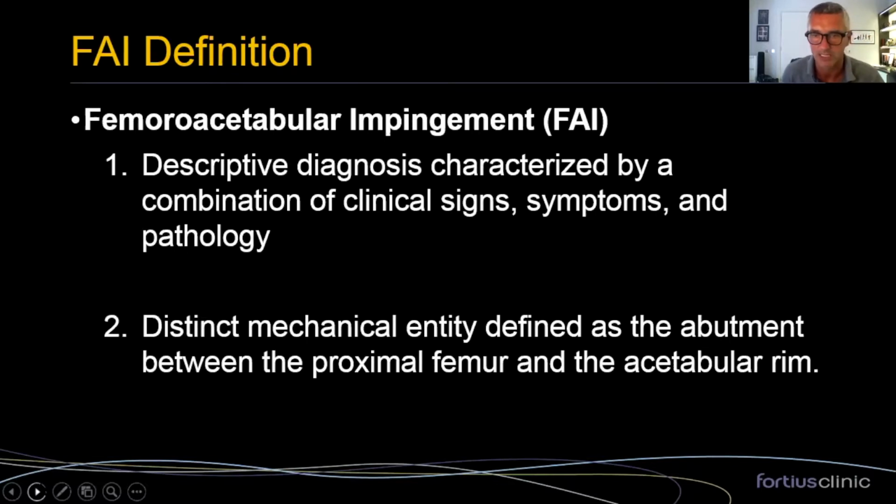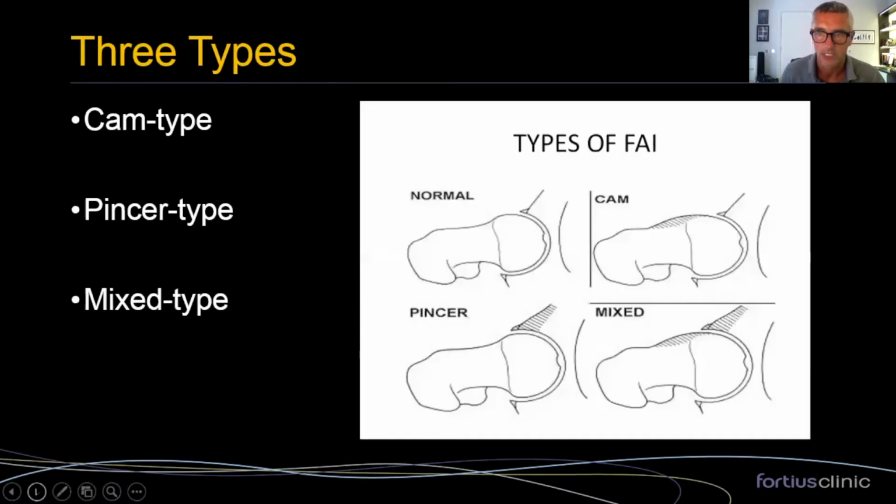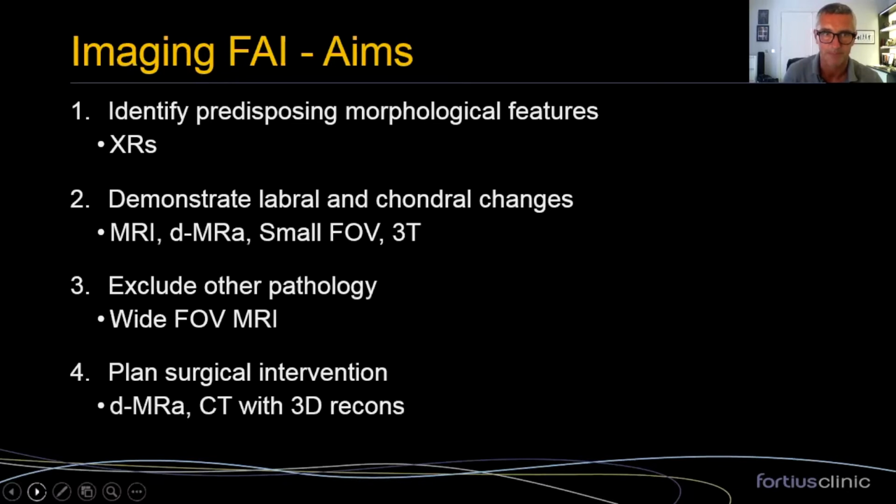It's a mechanical entity where you have an abutment of the proximal femur with the acetabular rim. As you may know, there are three described types, certainly in the radiological literature. There's the Cam type, the pincer type, which was formerly known as coxa profunda, and then the mixed type. In our sphere, there was a lot of work done in the mid-2000s from Zurich which suggested the mixed type was the most common, but I've got a feeling that actually the Cam type is the most common.